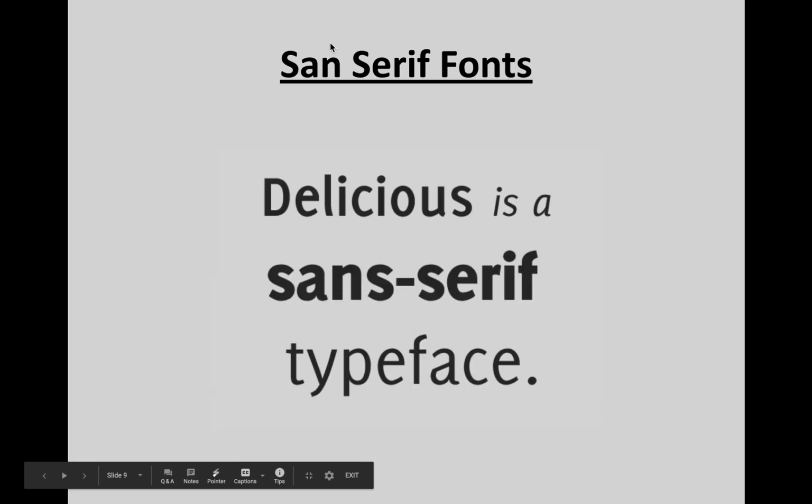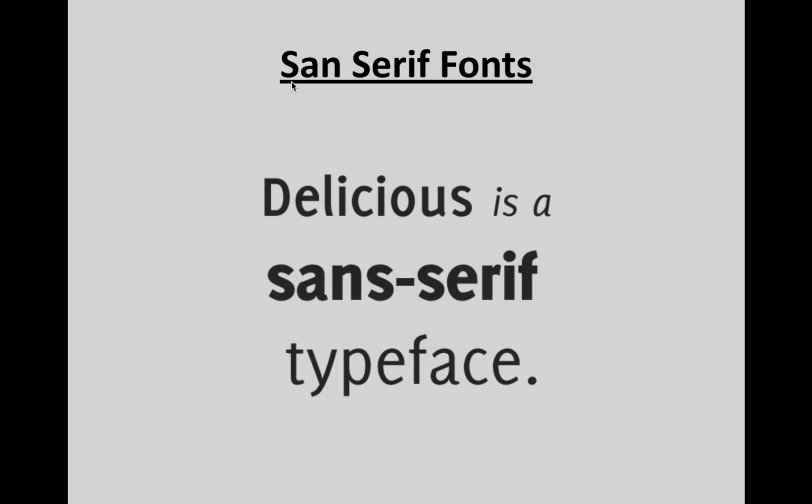Sans serif. Sans is Latin for without, and it literally means without serif. So here you have a font. You'll see the R over here doesn't have the little serifs sticking out. Same with the T. So basically they chopped off the serifs.